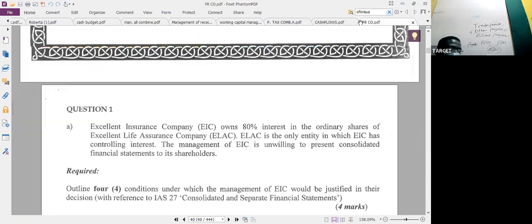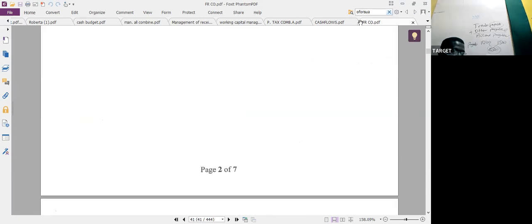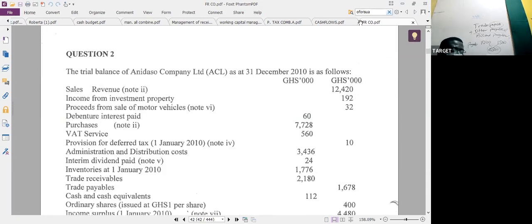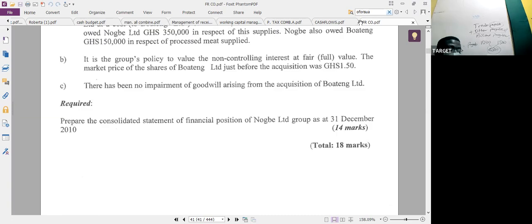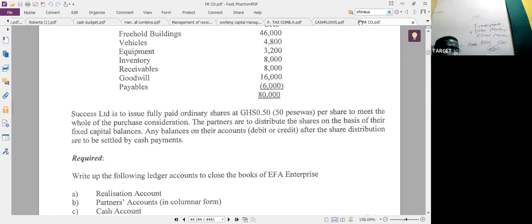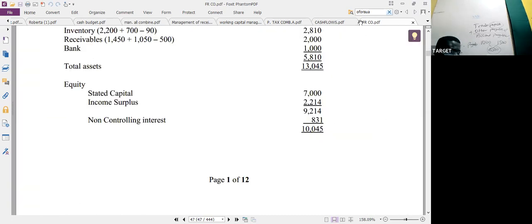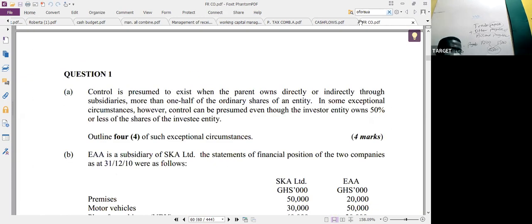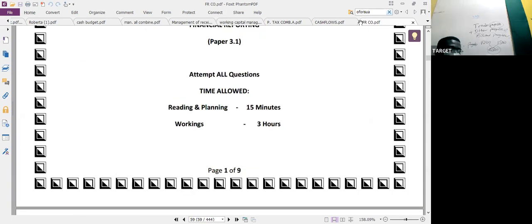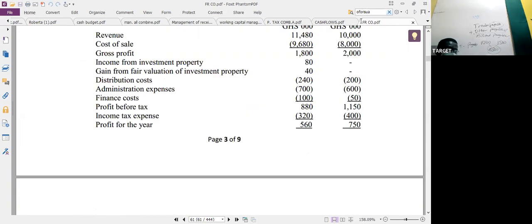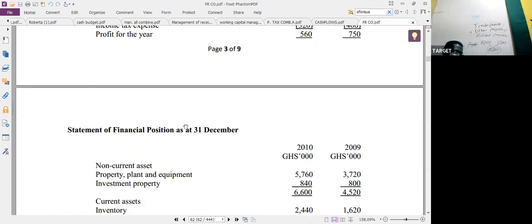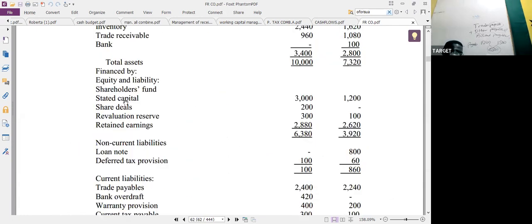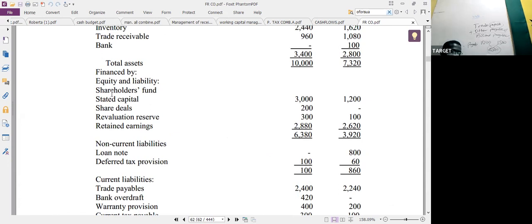Okay, so let's go. This is 2011, question 2. Okay, that's November. Okay, so question 2. Let's go to the balance sheet. So take note. Share deal is here. I wanted to explain share deal.